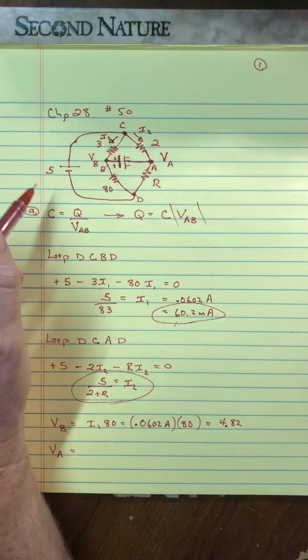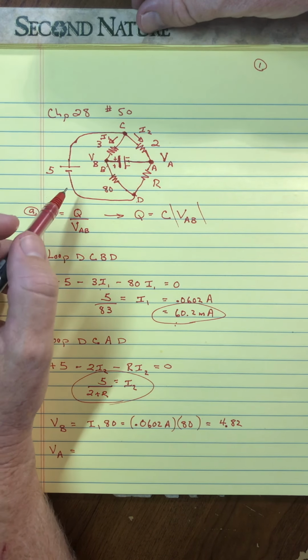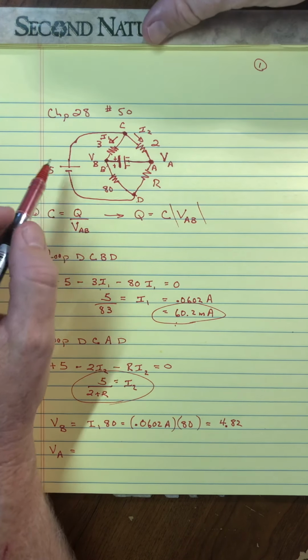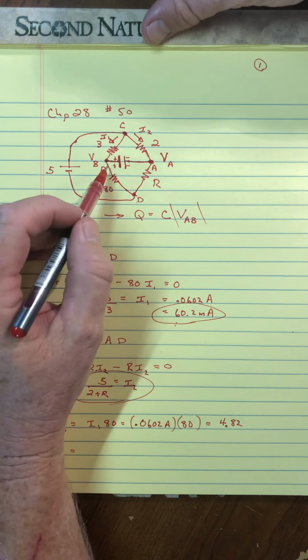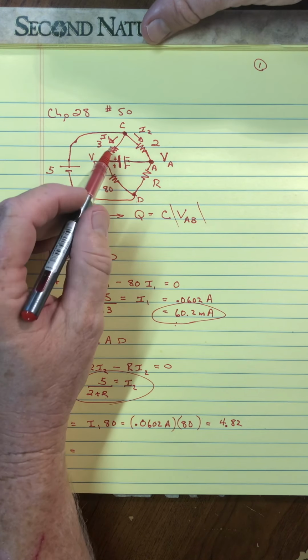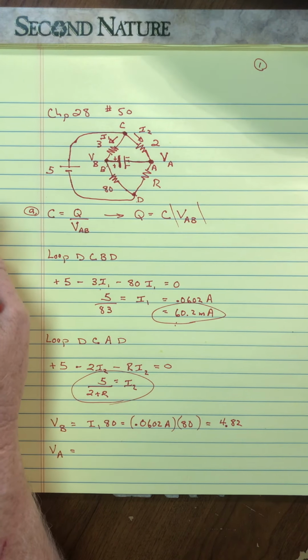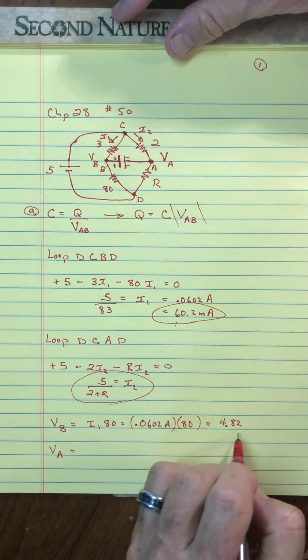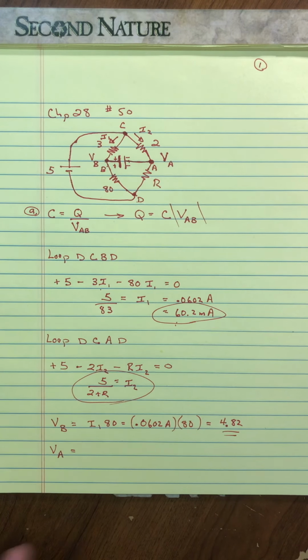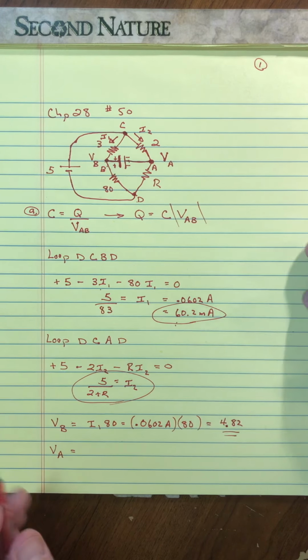But I would also know right away that it is really, really close to the 5, because most of it's going to be here, because the same current times 80 is going to be a lot bigger number than the same current times 3. And so sure enough, I get a voltage of 4.82 here for that voltage, which is at point B.